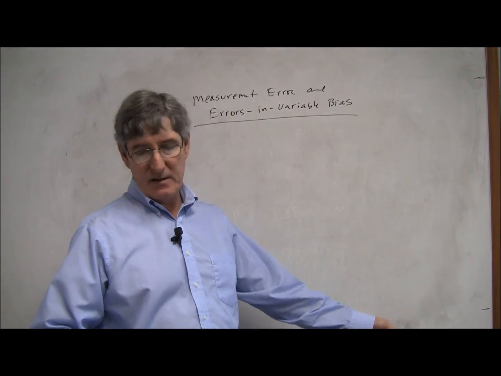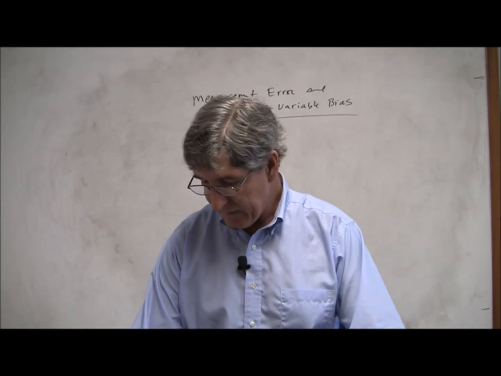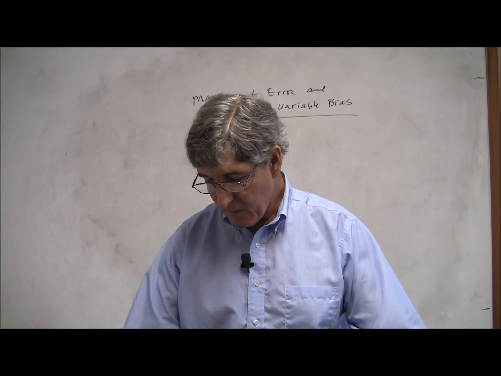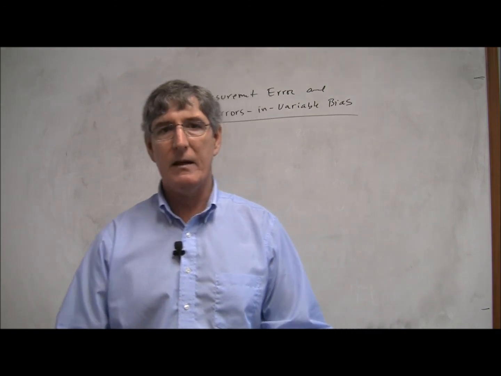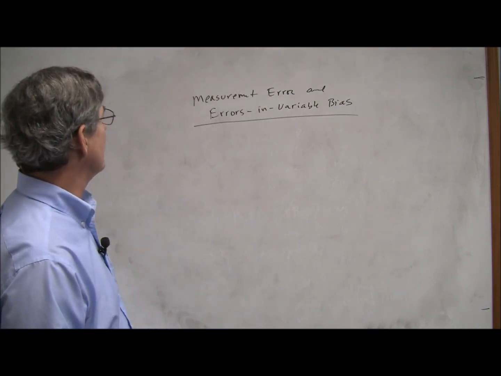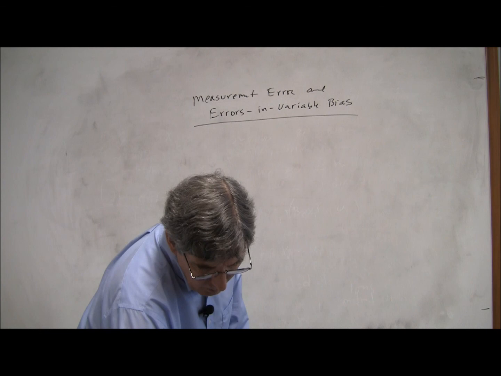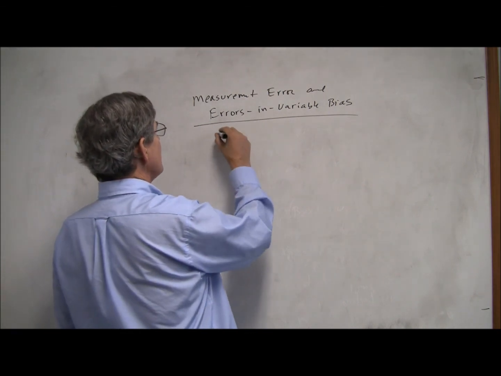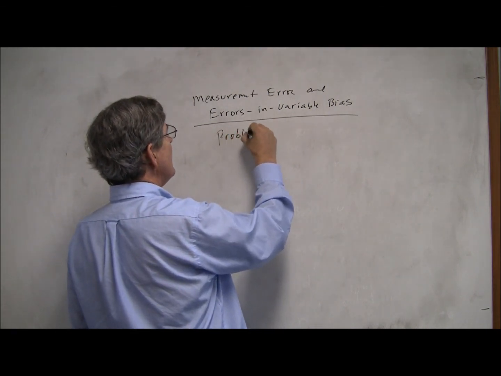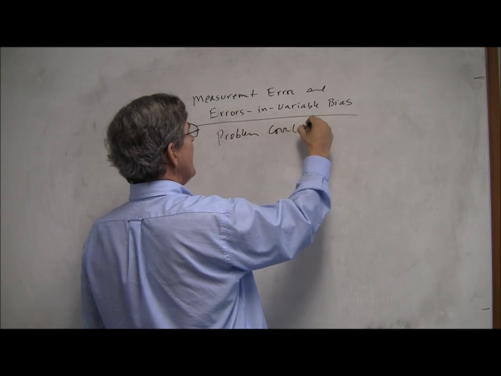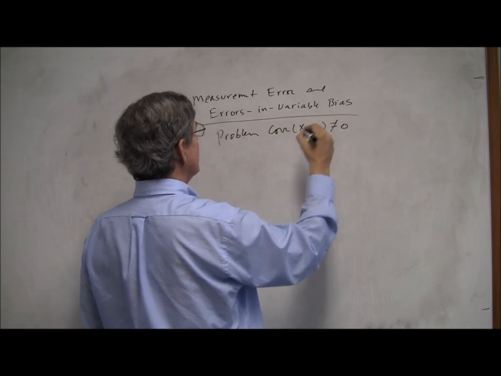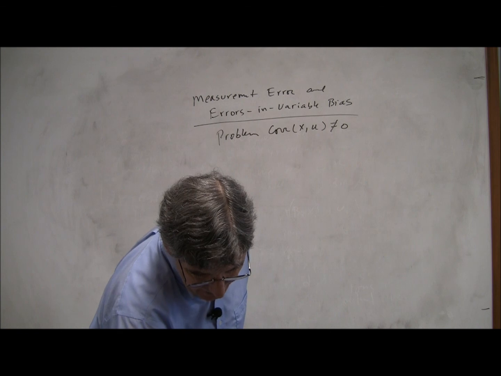You take a ruler out and you either mismeasure or you write it down wrong. That would be errors in variables. Now, what happens when you have errors in variables? The problem, as I'm going to show you right now, is that the correlation between x and the error is not 0.